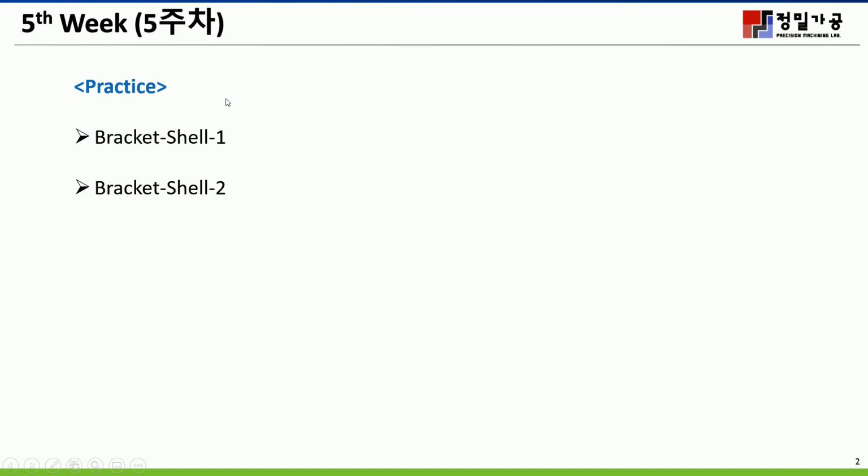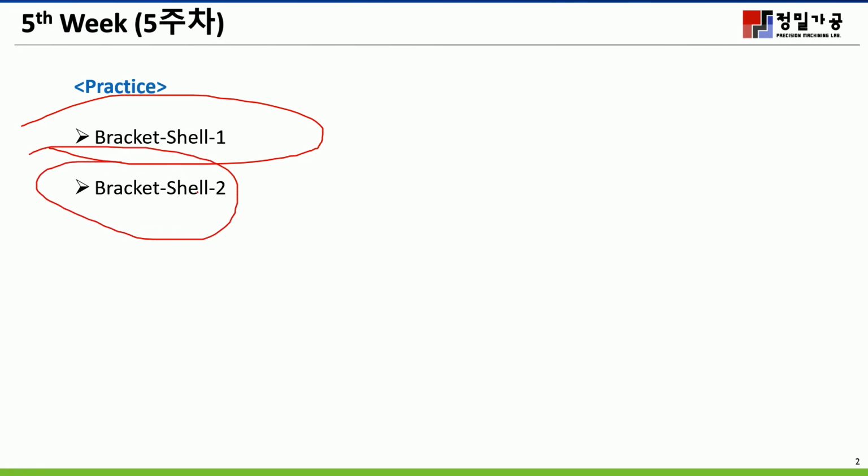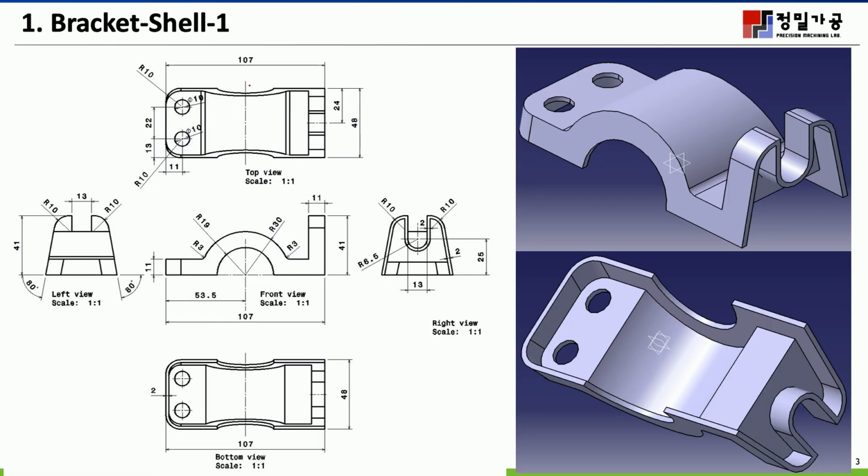In this fifth week, we will create the first bracket shell 1 and bracket shell 2. Bracket shell 1 has a shape like this. We will practice again the draft, maybe the path again, and create the groove, not groove, pocket.